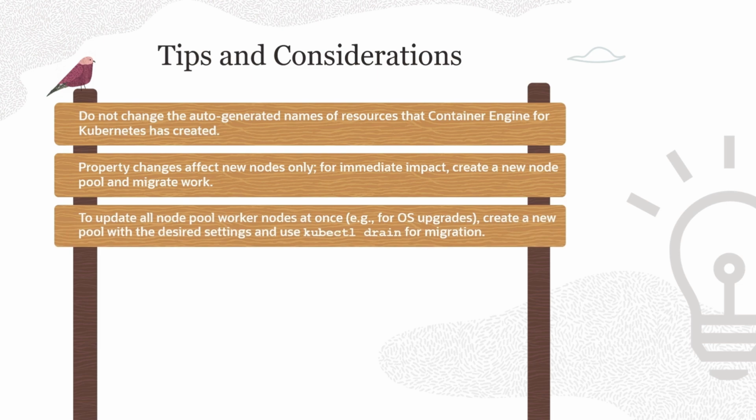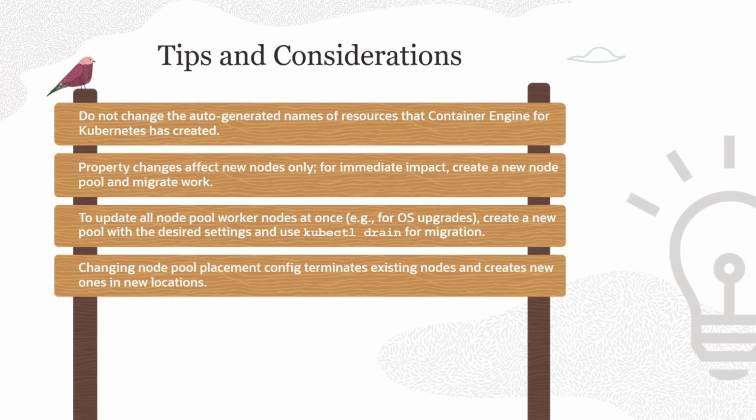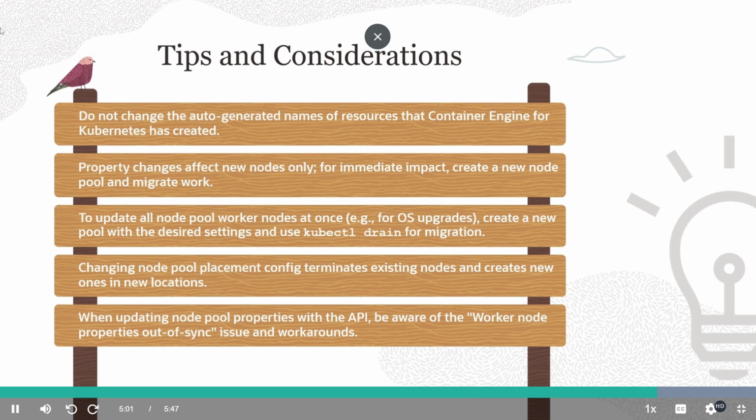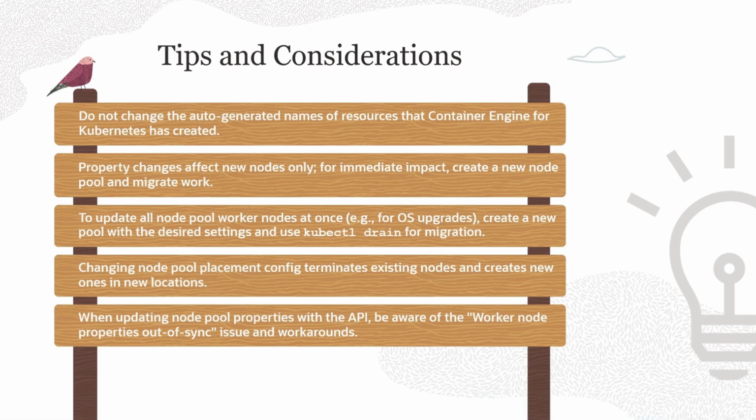For comprehensive updates such as OS upgrades, initiate a new node pool with your desired settings, utilizing kubectl drain for seamless migration. Be cautious when altering placement configurations, as it may result in terminating existing nodes and creating new ones in different locations. When utilizing the API for property updates, exercise caution and be aware of the potential worker node properties out of sync issue, along with its available workarounds.